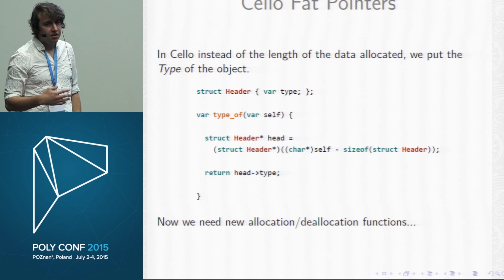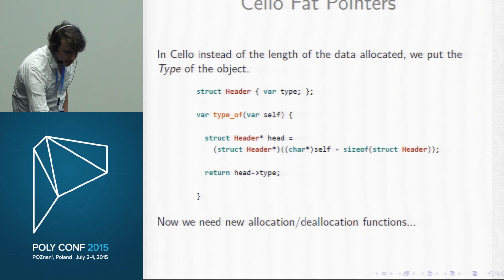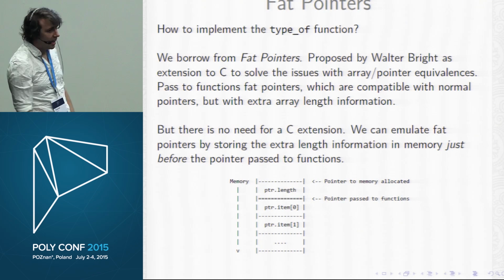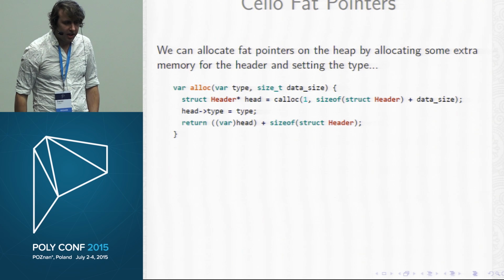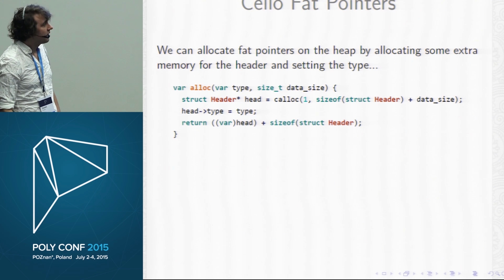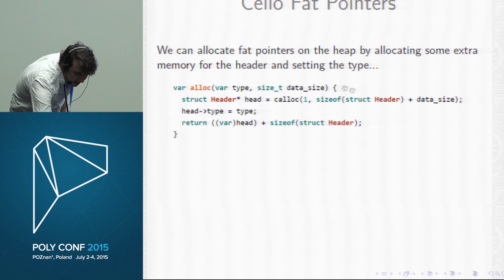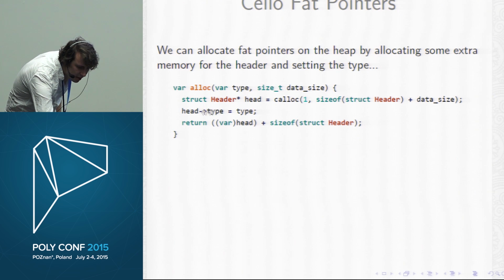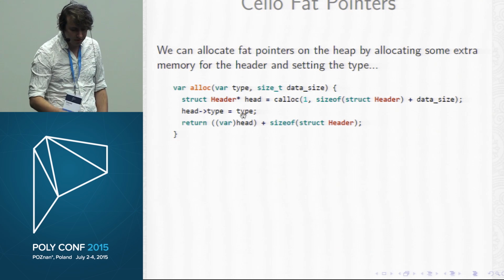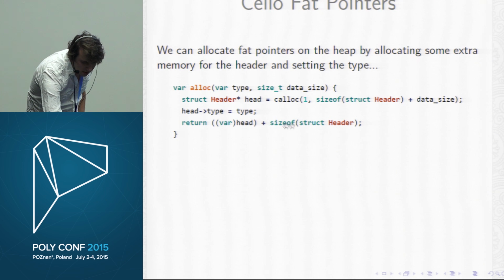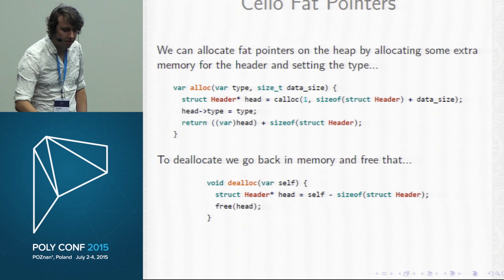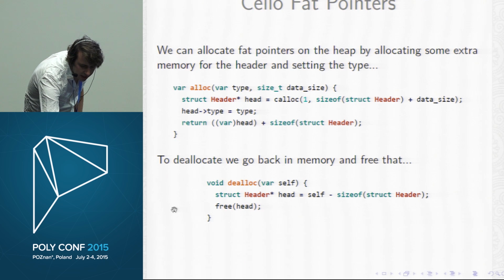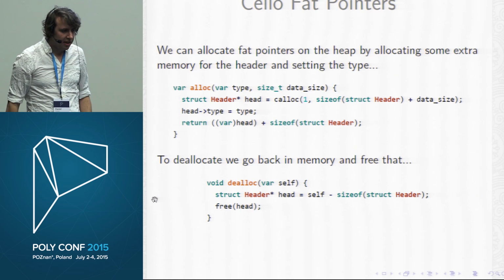So this means we need new functions for allocating and deallocating objects, right? So we need to allocate this little bit extra at the top. On the heap, this is pretty straightforward. We just add the size of the header to the amount we want to allocate. And we set the type, we set the Vtable, and then we just do the pointer arithmetic, add the offset again, and we're done. And to deallocate, we need to do the similar thing, so we need to just step back in memory. So here we just step back the size of the header and free that, so free the actual thing we allocated.